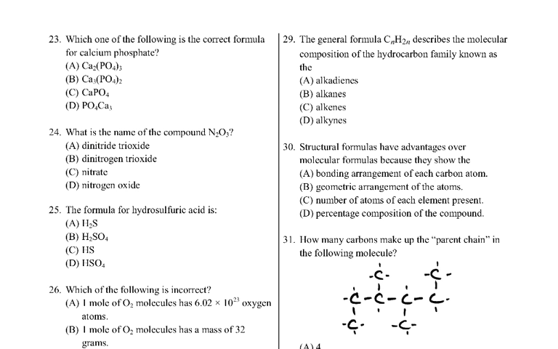Which of the following is the correct formula for calcium phosphate? Okay, we know calcium is Ca2+, because we memorize it, or we can see it on the periodic table. Phosphate is PO4 3-, because we memorize. So calcium phosphate must have 3 calciums and 2 phosphates, and that looks like answer B.